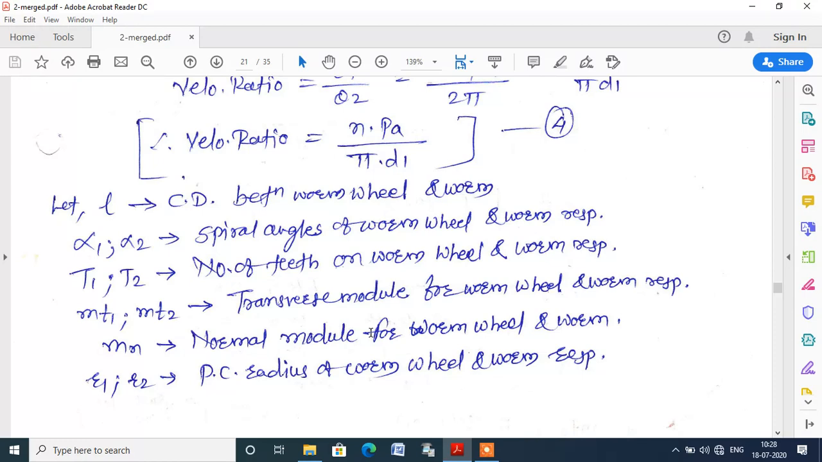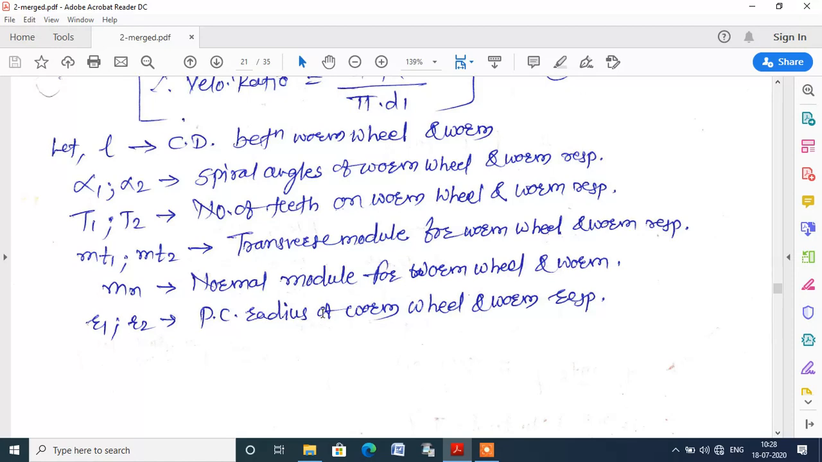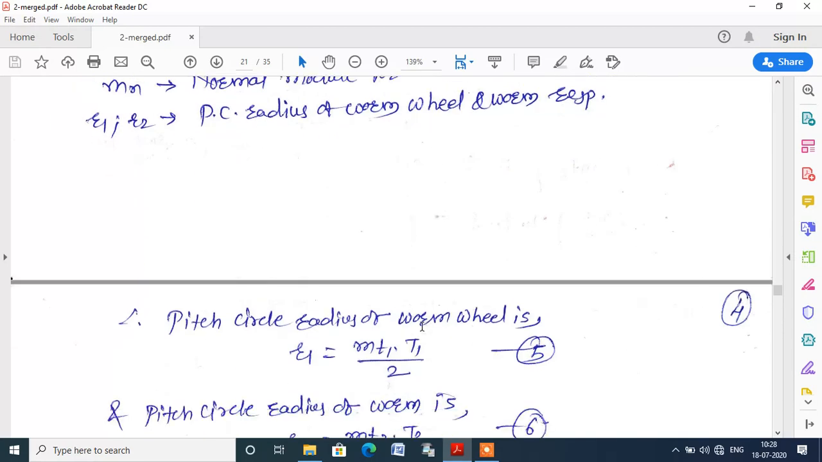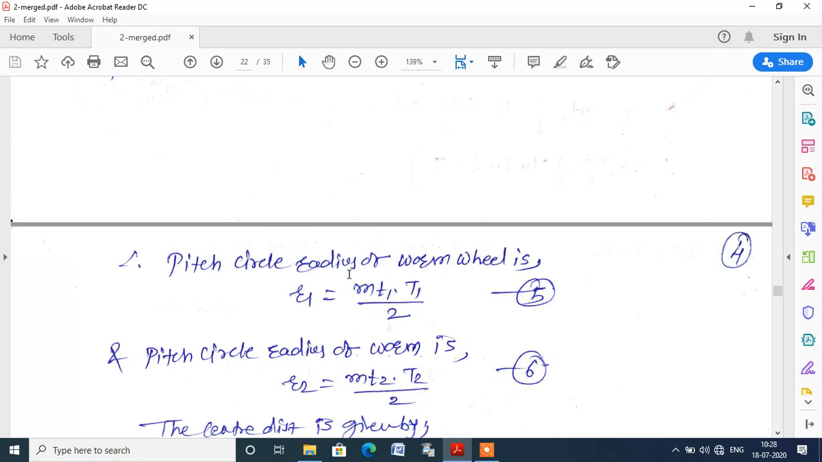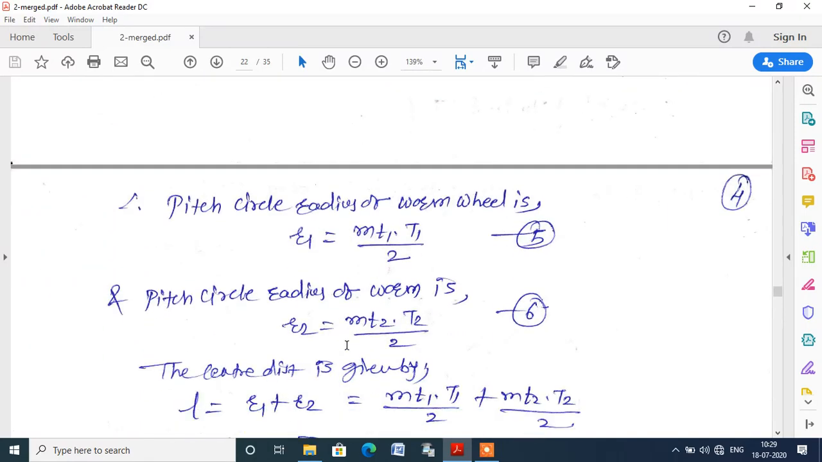Now let us consider L is the center distance between worm and worm wheel. Alpha 1, alpha 2 are the helix angles of worm wheel and worm respectively. T1 and T2 are the number of teeth on worm wheel and worm respectively. MT1, MT2 are the transverse modules for worm wheel and worm respectively. Mn is the normal module for worm wheel and worm. And R1 and R2 are the pitch circle radii of worm wheel and worm respectively. We know that the pitch circle radius of worm wheel, 1 is for worm wheel, please remember, R1 equal to MT1 into T1 by 2. Then the pitch circle radius of worm R2 equal to MT2 into T2 by 2.